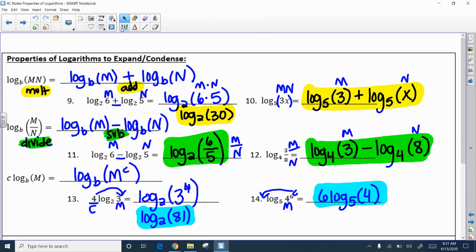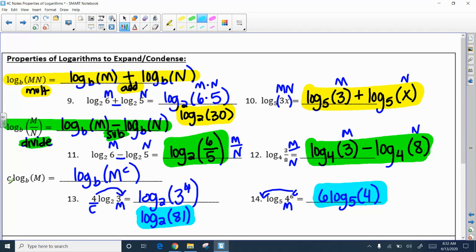So our three properties. Our first one is if we have log base b of m times n, so if these are multiplied, we can rewrite it as two separate logarithms, log base b of m plus log base b of n. Our second property, if we have log base b of m divided by n, so a single logarithm where the two expressions are divided, we can rewrite that with subtraction. Log base b of m minus log base b of n.